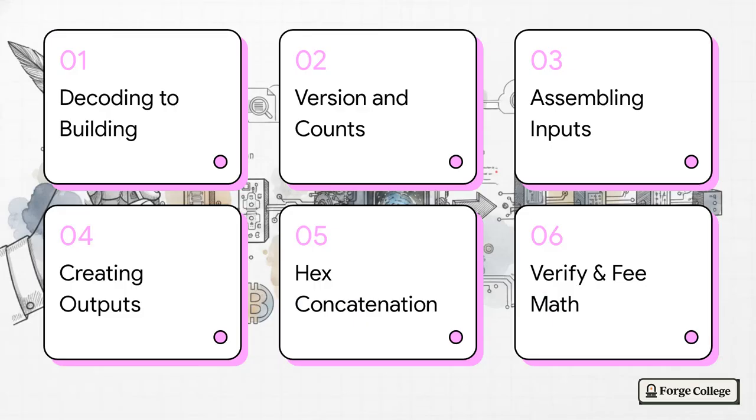Okay, let's take a quick look at the blueprint for today's build. First up, we're shifting from decoding to building. 2, we'll set our version and counts. 3, we'll assemble the inputs. 4, create the outputs. 5, handle the final hex concatenation. And finally, step 6, we'll verify our fee math so we don't accidentally bankrupt ourselves.